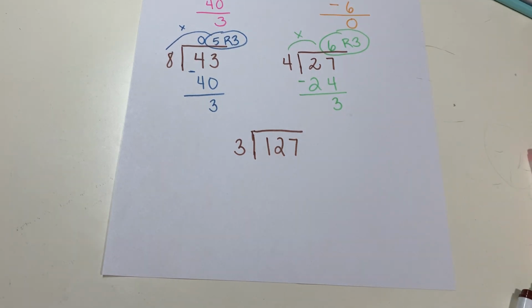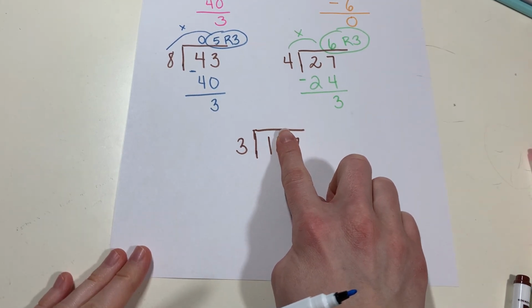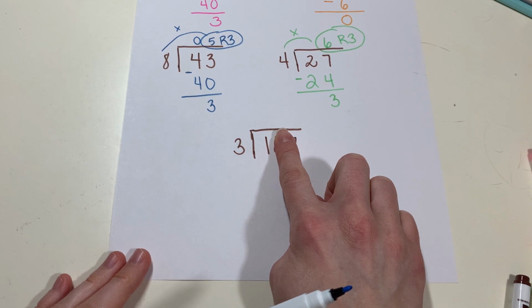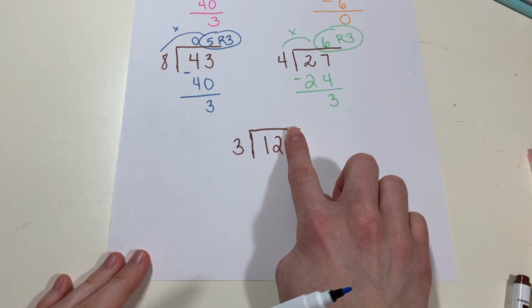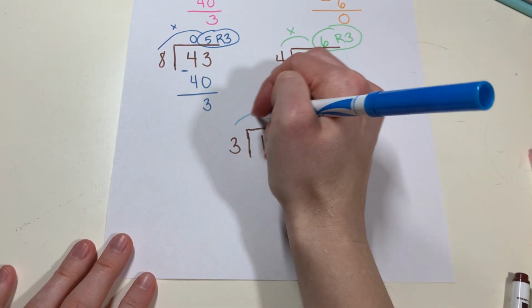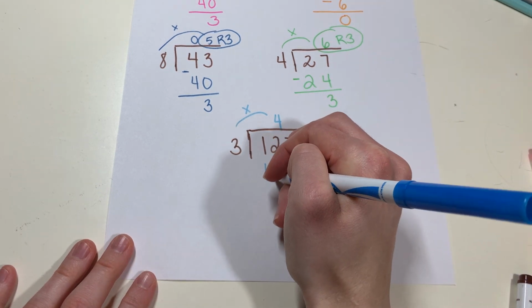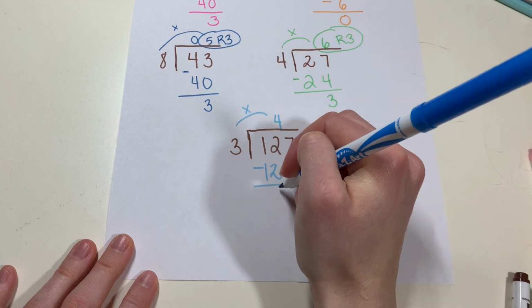All right, we have 3 divided by 127. So 3 times what gives me 1? Well, nothing. And 3 times anything is going to be too large. So let's move on. 3 times what gives me 12, or as close as possible without going over? Well, 4 does. That actually gets me exactly 12. So 3 times 4 gives me 12. I'm going to put that 12 under the other 12. Then I'm going to subtract just like I always do.